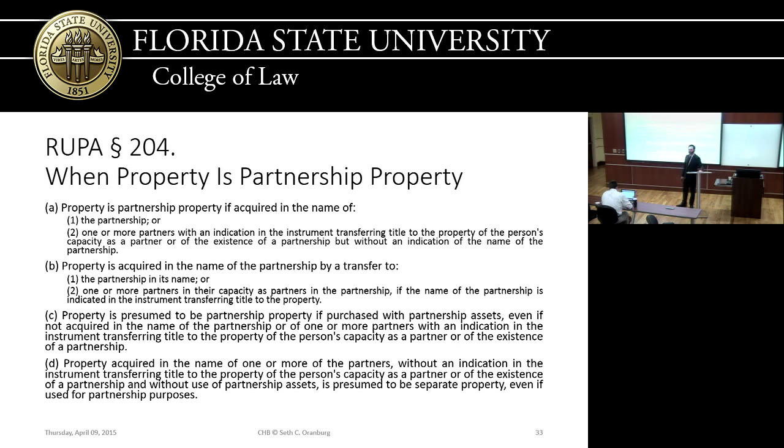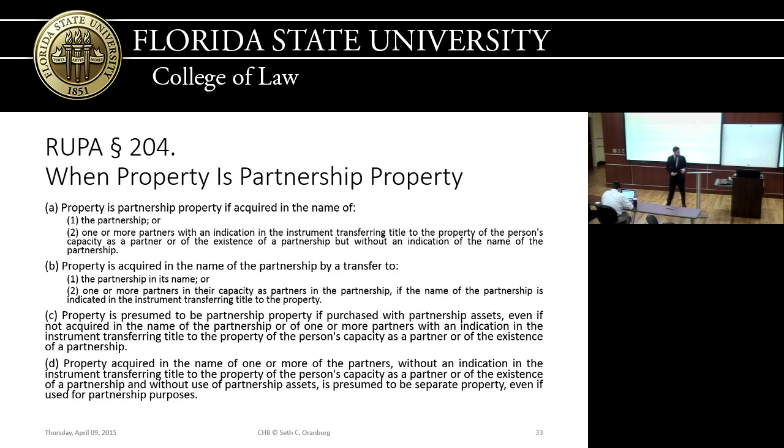If property is purchased with partnership assets, so I don't use my credit card, I use my Chase business card, or the Plum card, or whatever, instead of my Amex, and I use the assets of the partnership, but I sign it in my own name, we have now a rebuttable presumption that this is partnership property.